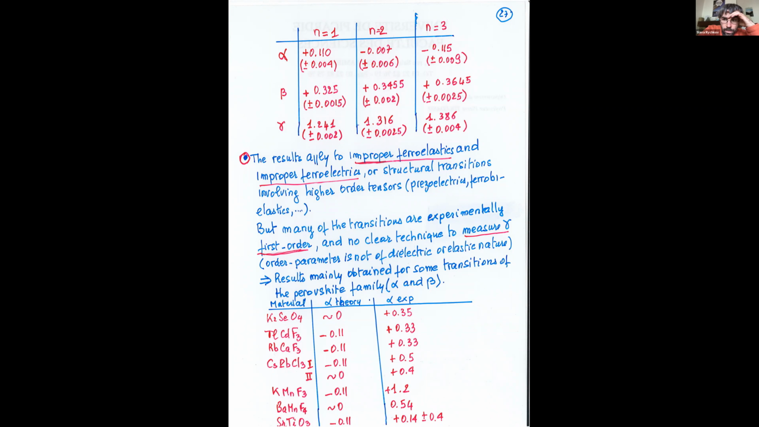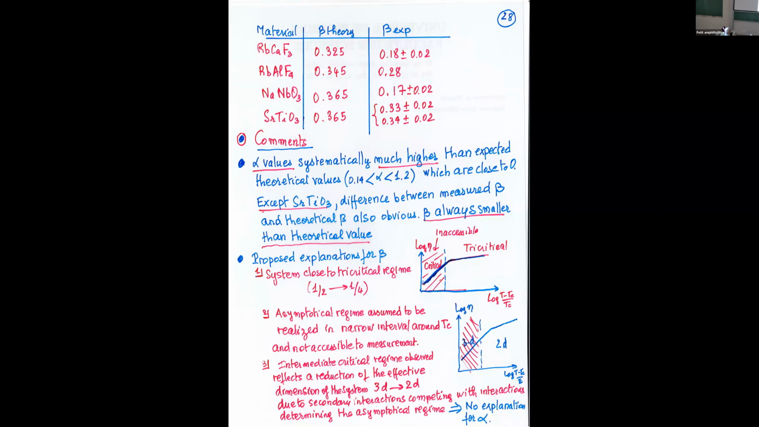Okay? So we see that the alpha exponent is always larger, except for strontium titanate, where it's more or less of the same order as what is predicted theoretically. Concerning the beta exponent, it's always smaller, except for strontium titanate. Fits more or less well. Strontium titanate is a typical improper ferroelastic.